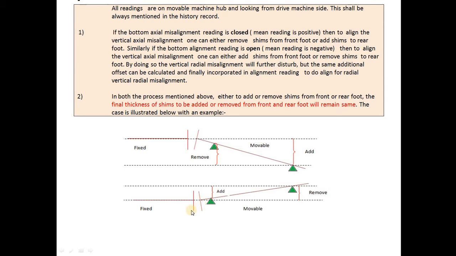Similarly, when the bottom is open, you can insert some shim at the front foot, or remove some shim from the rear foot. In either case, the total requirement of shim for doing axial and radial alignment will remain the same. We will discuss this in the next slide, with calculation.